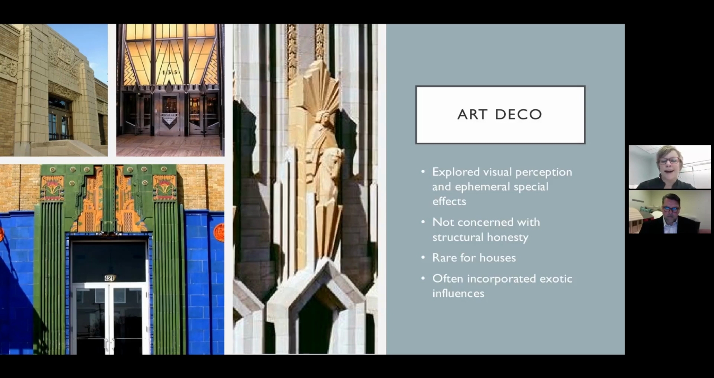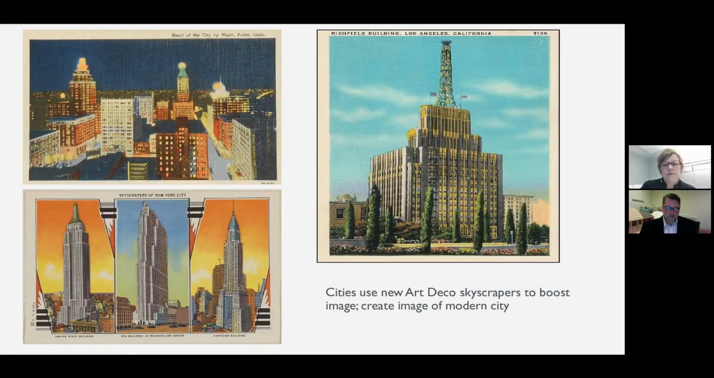It's not worried about honesty in materials the way Craftsman wanted to be. Instead, it's all about how do we use color and texture and light to create these cool visual effects. It's pretty rare for houses. You see it some. It's more incorporated into commercial and particularly things like theatrical buildings, and often incorporates exotic influences into the designs as well.